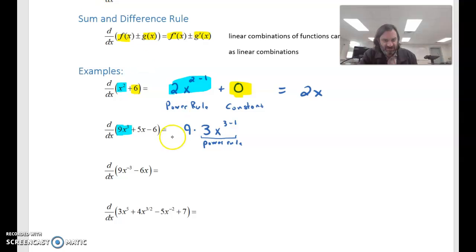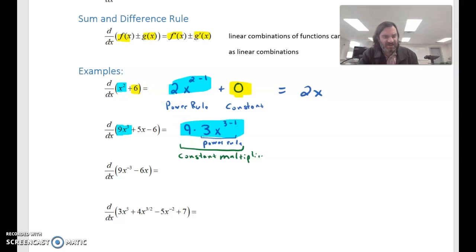But the bigger picture there with the 9 in front of it is the constant multiplier. Just trying to make sure everything is seen there. Okay, so that's how those related to each other.